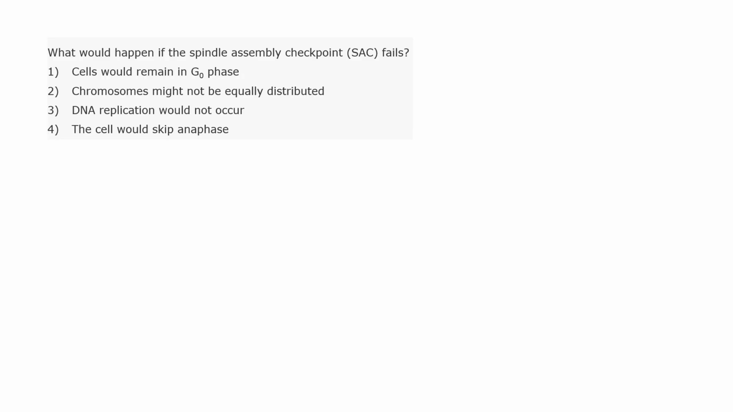Cells would remain in the G0 phase. Chromosomes might not be equally distributed. DNA replication would not occur. The cells would skip anaphase. Which might be the answer?